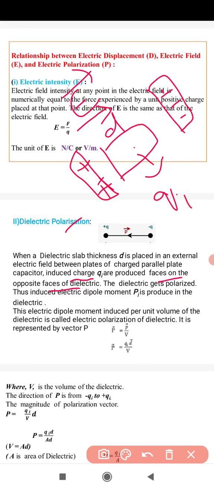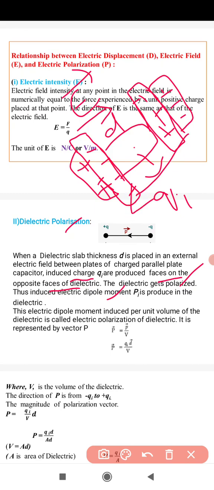On one face, the positively charged capacitor plate induces negative charges, and on the other face, positive charges are formed as the induced charges. Here the dielectric gets polarized. An induced electric dipole moment Pi will be produced in the dielectric. It will be opposite to the direction of the electric field.